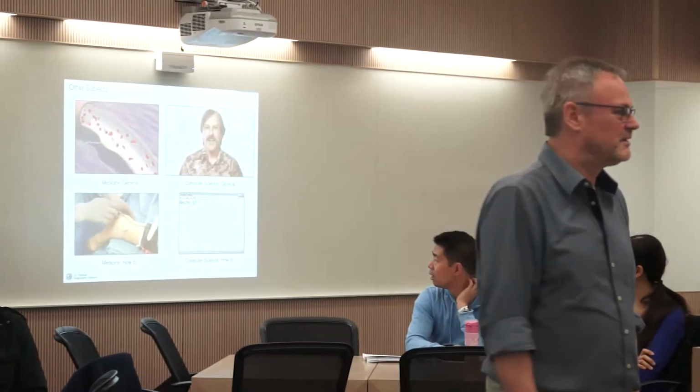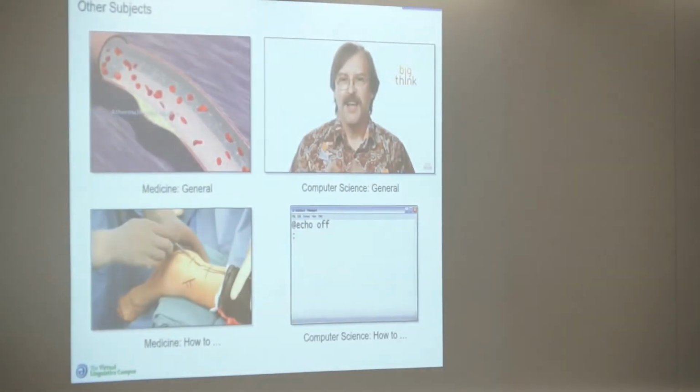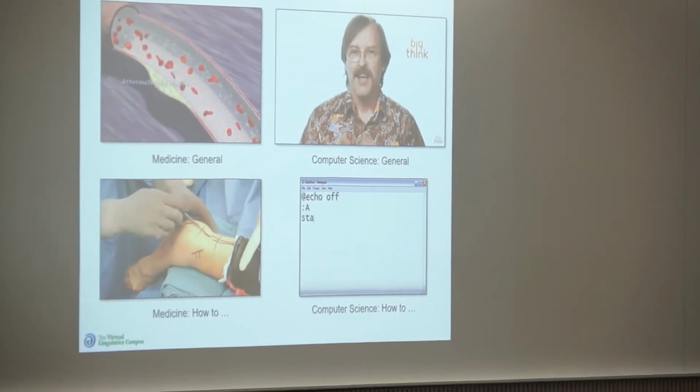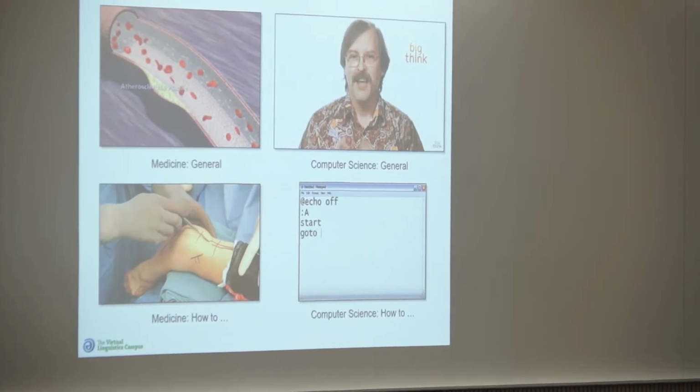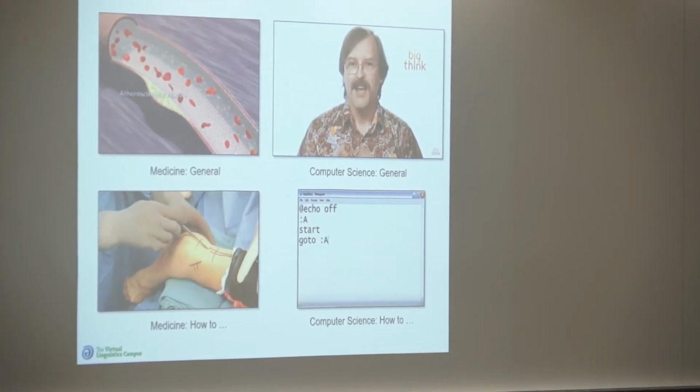Or take this one. Have you ever wanted to know how to program a computer virus? Here is the advice, what you have to do. A very simple one, and everyone can do that. So, to make a simple, it's like a very simple virus. You add off, you do semicolon A, you use start, and then go to A.